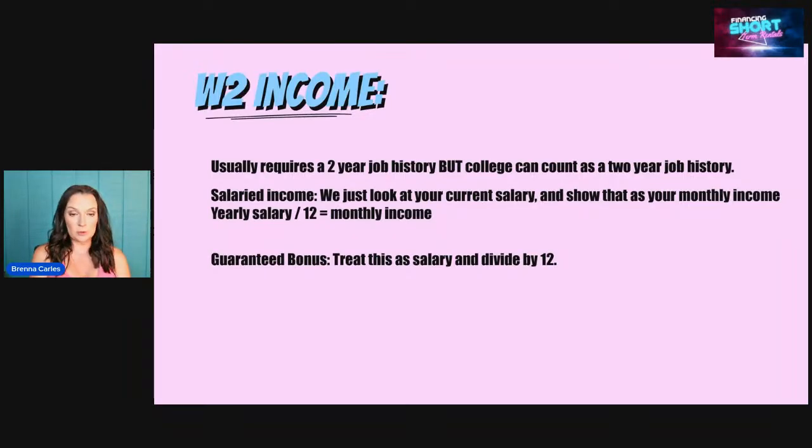Salaried income for W-2. If you make a yearly guaranteed amount, salaried income, we just look at your current salary and show that as your monthly income. So your yearly salary divided by 12 months in a year is your monthly income. Guaranteed bonus: if you get a guaranteed bonus of $30,000 a year, and we show that on a pay stub, or your employer can confirm that, we literally treat that as salary and divide it by 12. So that's the easy W-2 income.